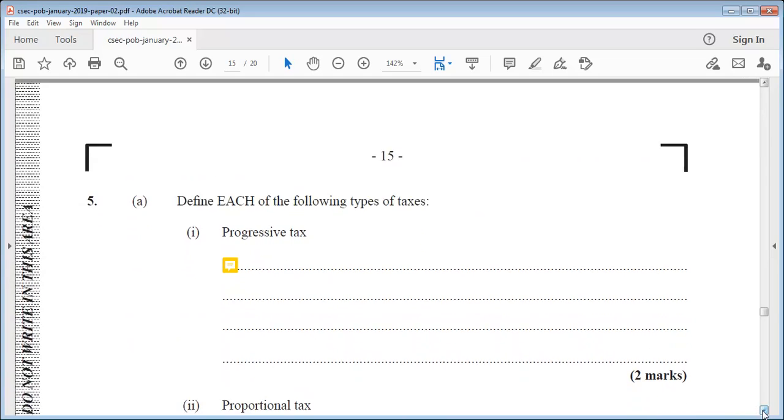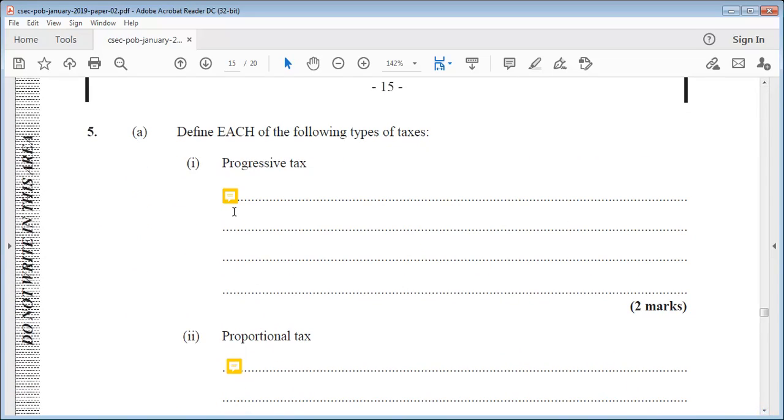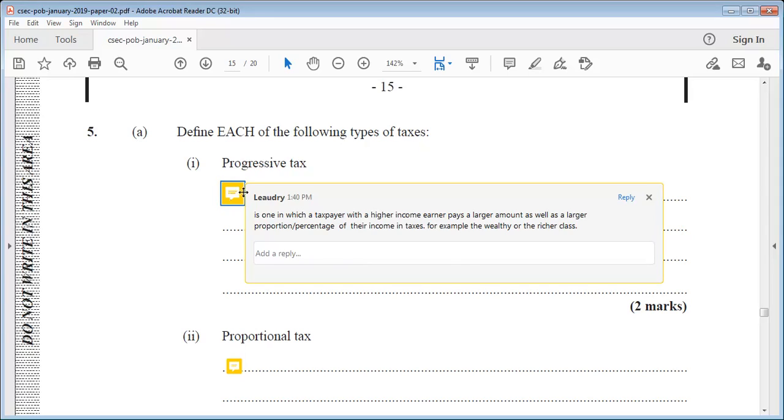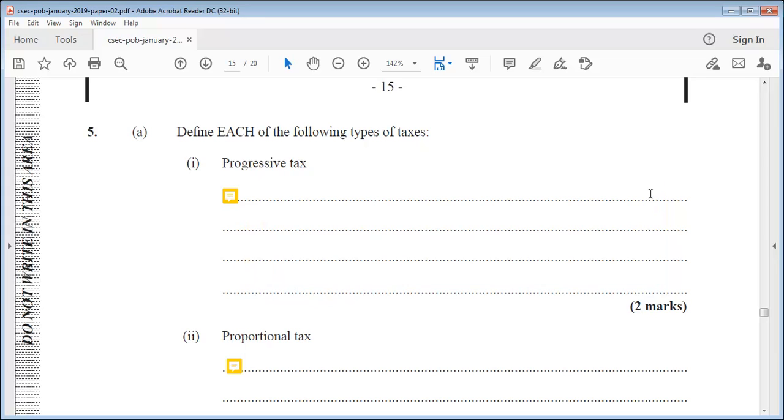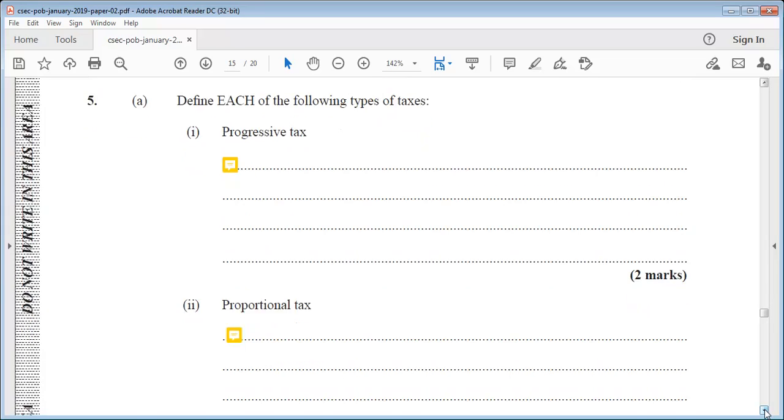It says, define each of the following types of taxes. Progressive tax. Now, a progressive tax is one in which a taxpayer with a higher income pays a larger amount as well as a larger proportion or percentage of their income in taxes. For example, the wealthy or the richer class, they will pay a lot more. What about proportional tax?